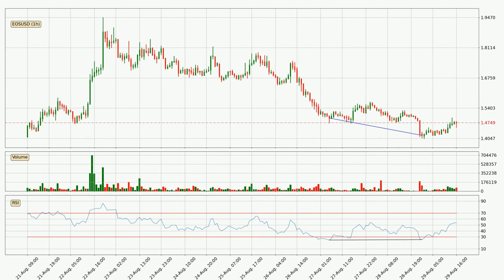On the lookout for divergences in the hourly time frame, there is a bullish divergence, which means the price could go up from now or at least consolidate for some time.